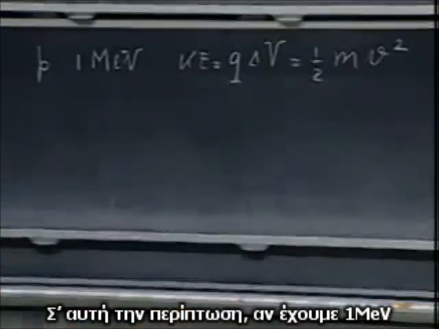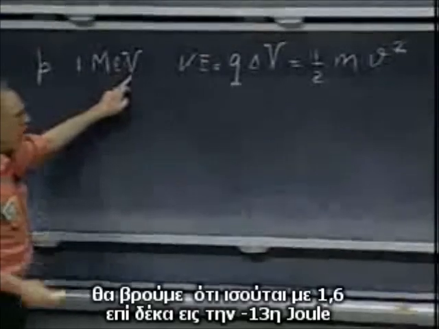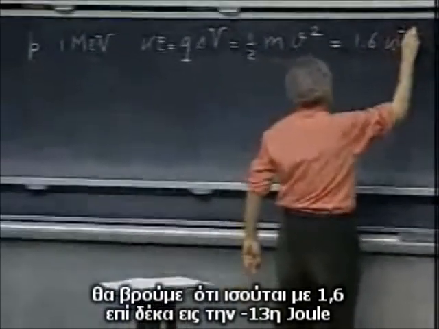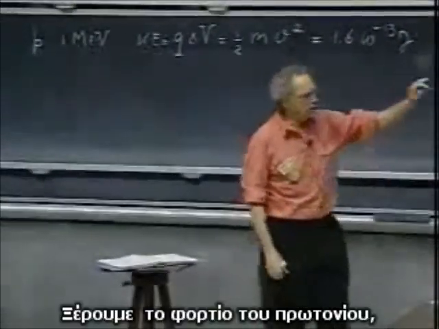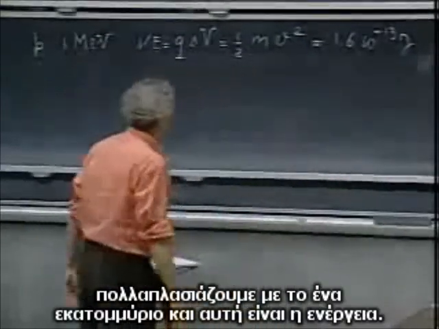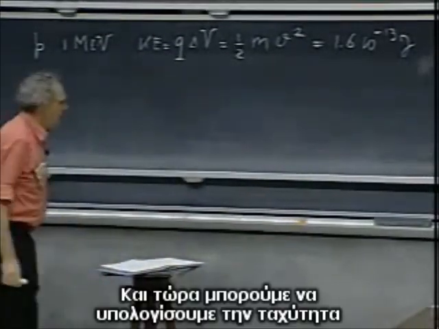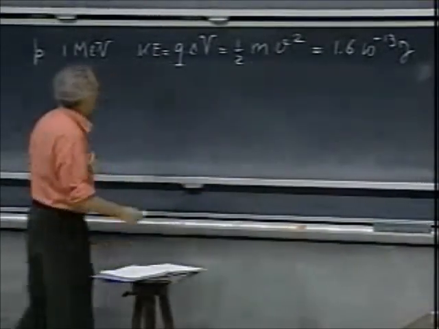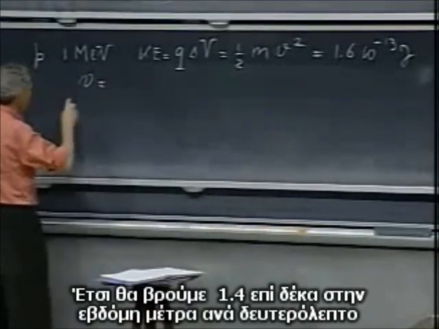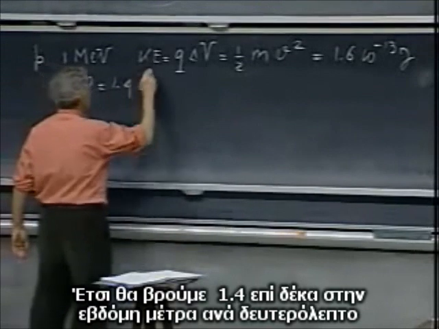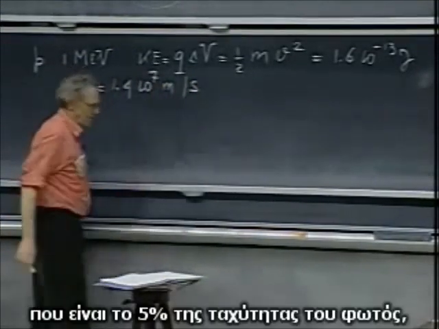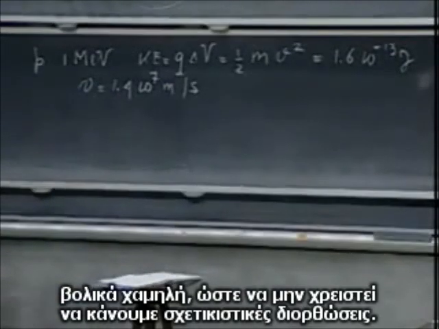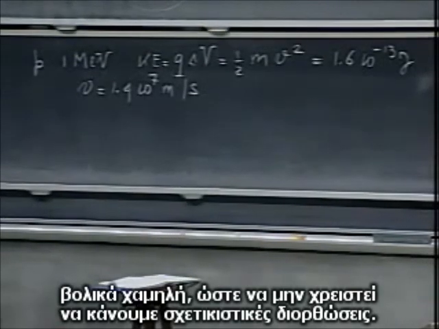In this case, if I have a 1 MeV, so there's 1 million volts, you will find that this is 1.6 times 10 to the minus 13 joules. I gave you there the charge of the proton. You multiplied it by 1 million, and this is the energy. And so now you can calculate the velocity, because you know the mass of the proton. I gave you that too there. And so you will find exactly what we found during my test review, 1.4 times 10 to the 7 meters per second, which is 5% of the speed of light. Comfortably low, so we don't have to make any relativistic corrections.